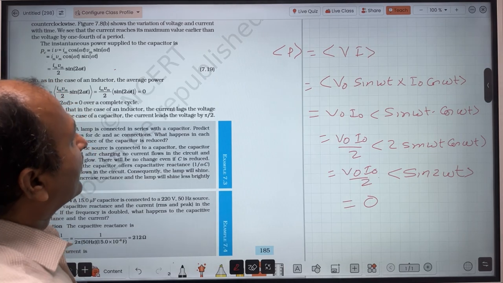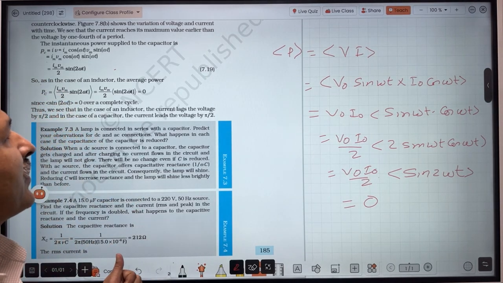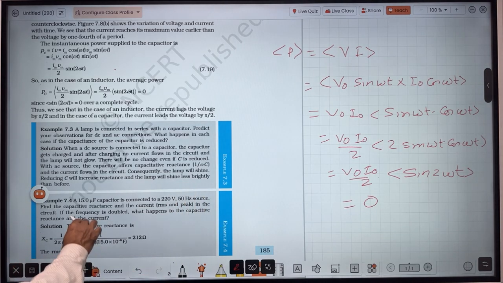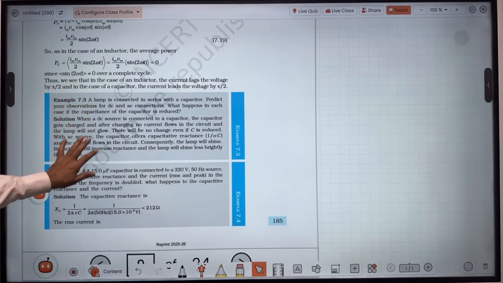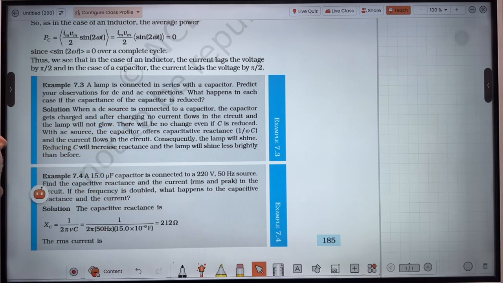It means only in case of resistance is power consumed; in case of capacitance and inductance no power is consumed, right? Let's see some numericals, but there is one theory question also here. A lamp is connected in series with a capacitor. Predict your observations for DC and AC connections. What happens in each case if the capacitance of the capacitor is reduced?